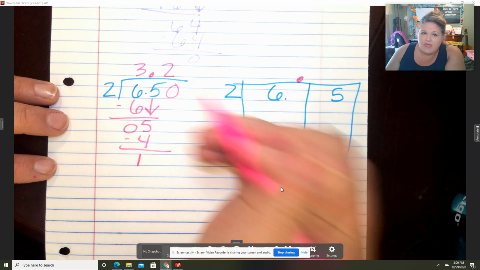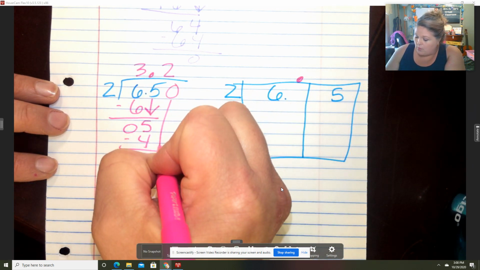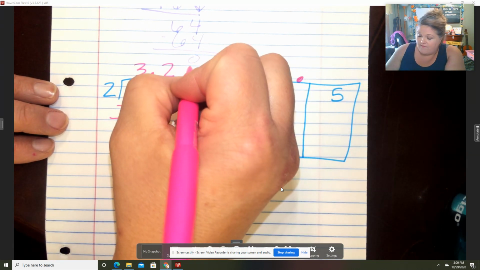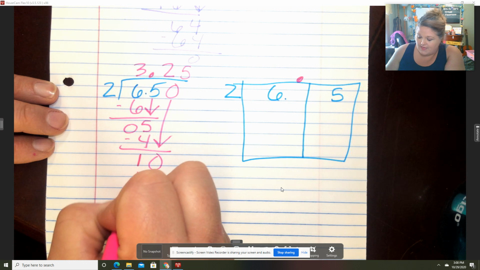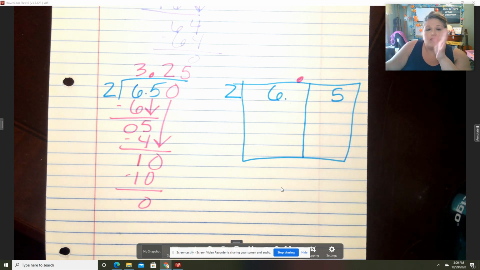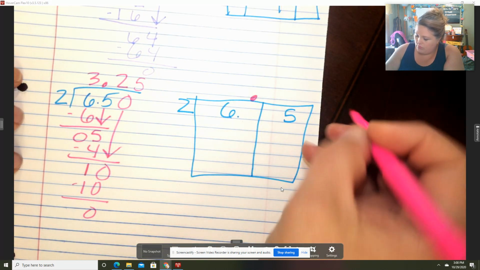So if I put a 0 up here, that just means I have one more number to bring down. 2 will go into 10 5 times. 5 times 2 is 10. See that the fact that I added that 0 took away my remainder. And so now I can just say that the answer is 3 and 25 hundredths, okay?